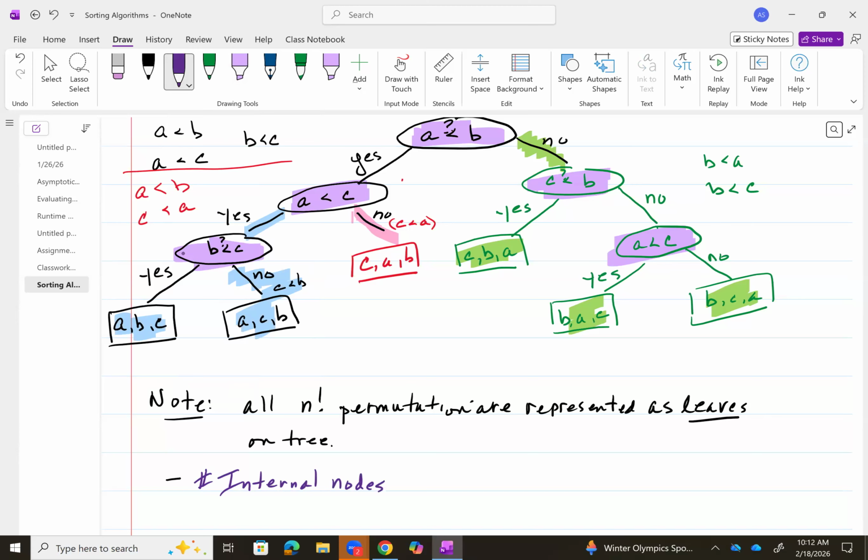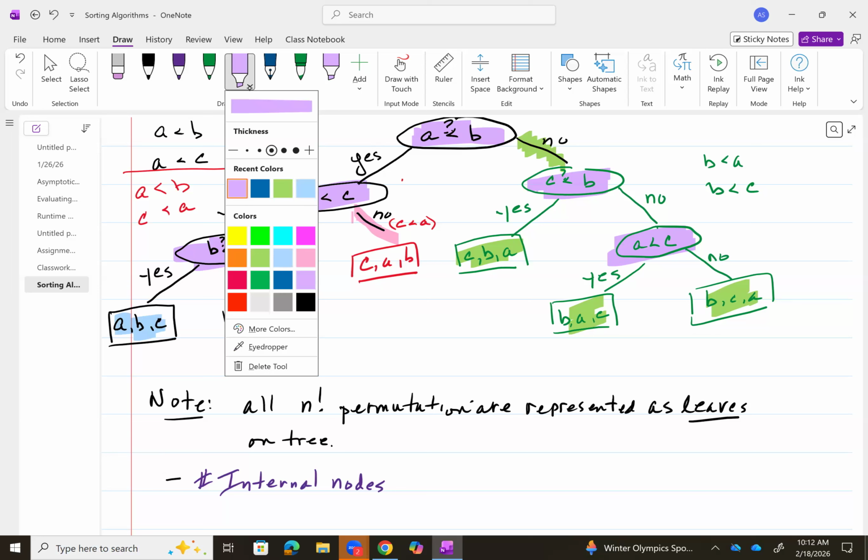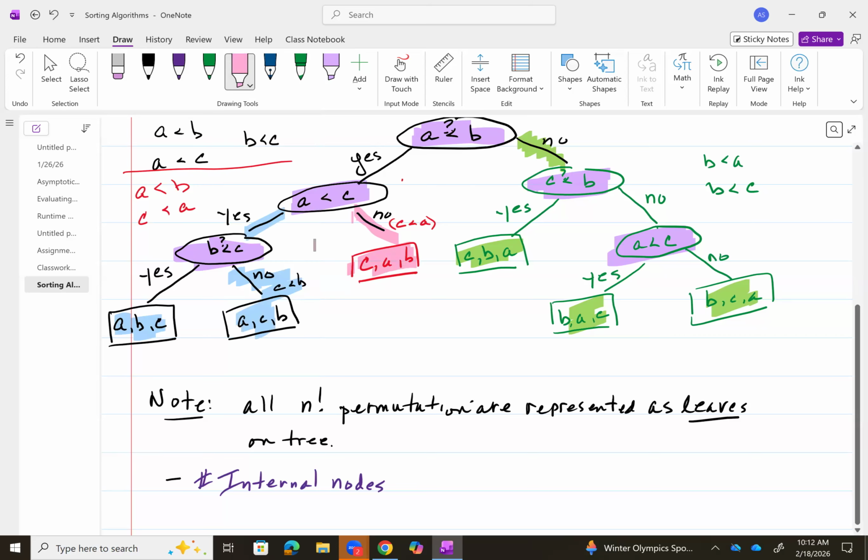Look at how many purple nodes are on this tree. 5. And how many external nodes were on this tree? How many leaves are on this tree? 6. This is always true. So the number of internal nodes is the number of external nodes minus 1. That's true for any tree, any binary tree.